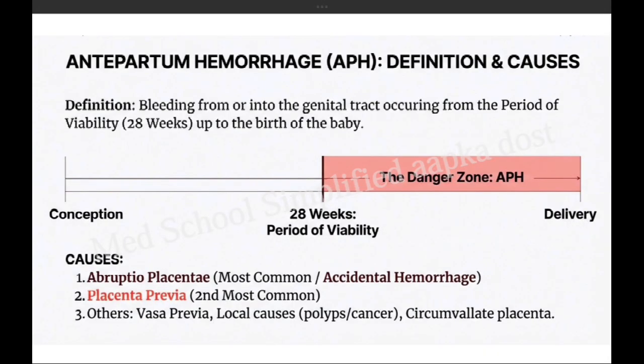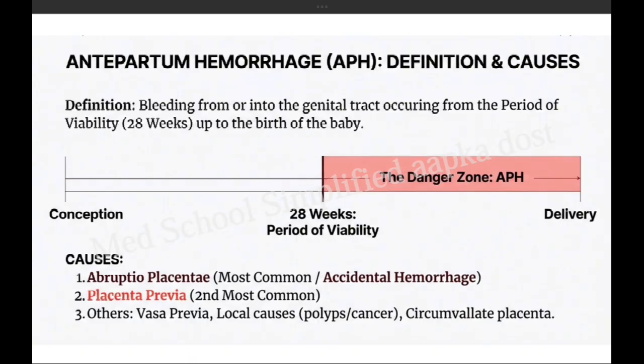इसकी डेफिनेशन पढ़ेंगे. Definition: bleeding from or into the genital tract occurring from the period of viability, that is of 28 weeks up to the birth of the baby, that is defined as antepartum hemorrhage. ठीक है, from the day of conception to the 28th week is the period of viability. From that period of viability to the delivery, that is the danger zone of antepartum hemorrhage.